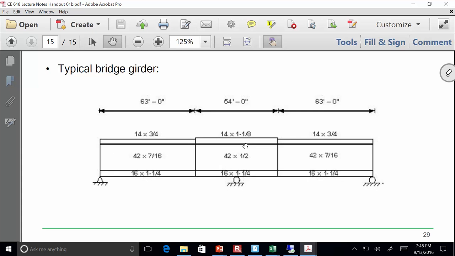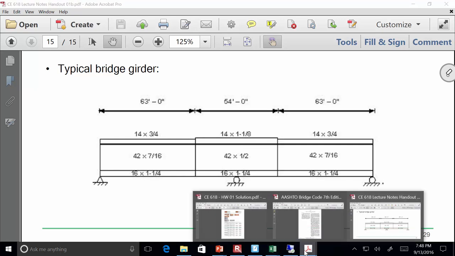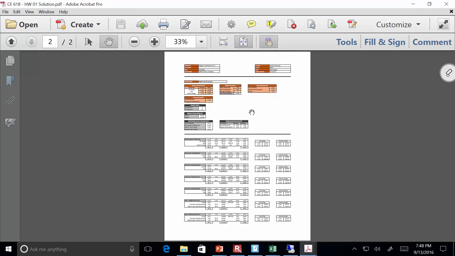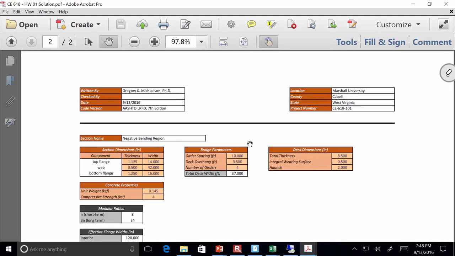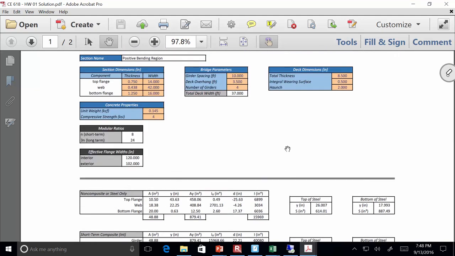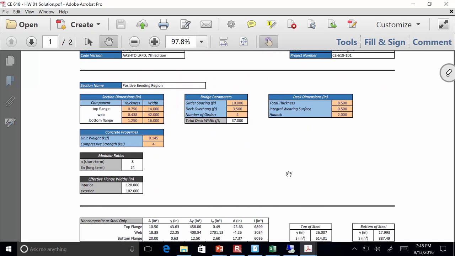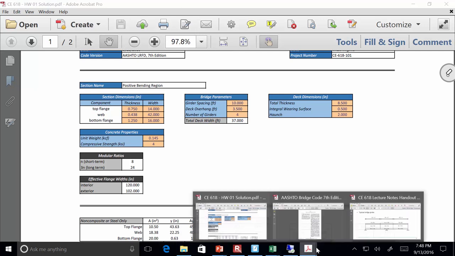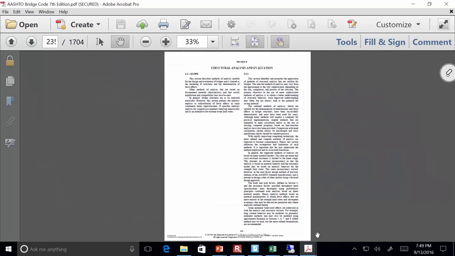All right? One other thing, a couple other things I want to refer to. Number 1 is this. I know I just said that there's not much difference between the positive bending region and the negative bending region, but we are going to need some values from this sheet. So I'm going to pull back and forth from that, and I'll zoom in, make sure everybody can read what I'm doing and why I'm doing it. Sound good?